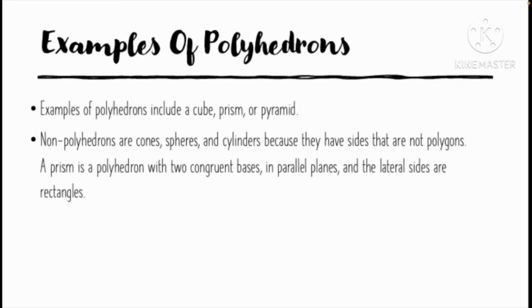Examples of polyhedrons. Examples of polyhedrons include a cube, prism, or pyramid. Non-polyhedrons are cones, spheres, and cylinders because they have sides that are not polygons. A prism is a polyhedron with 2 congruent bases in parallel planes and lateral sides that are rectangles.